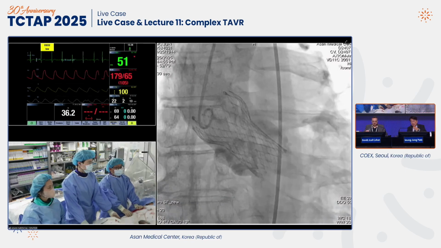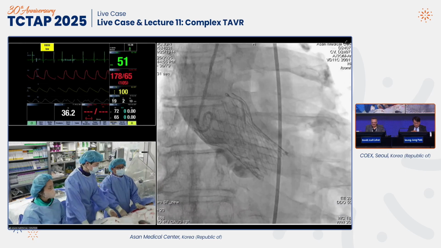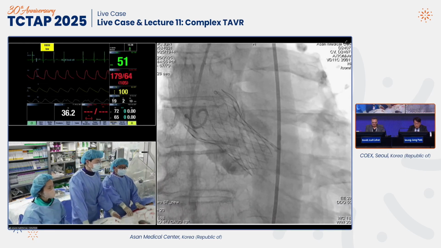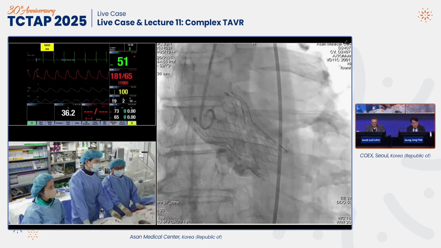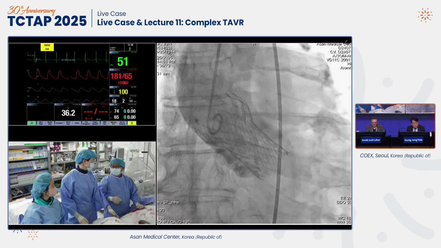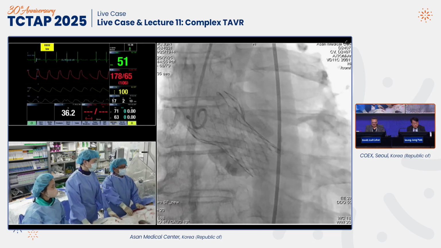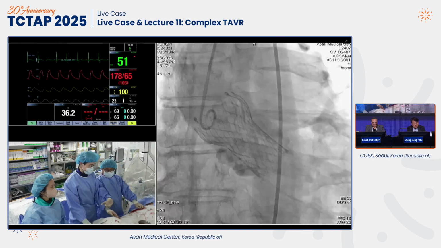Well, let's go. Why don't you get to work, Jung-Min? Yes, as always, the problem is to cross the valve. Crossing the wire through the valve takes a long time, more than around 30 minutes. Dr. Choi did it and failed. I did it for 20 minutes. Finally, we inserted the wire. Next, please.